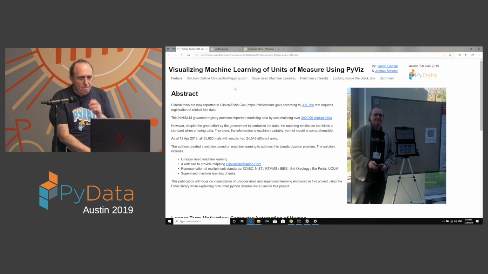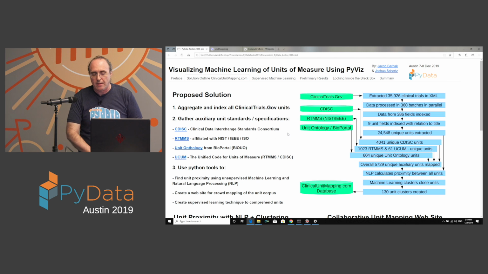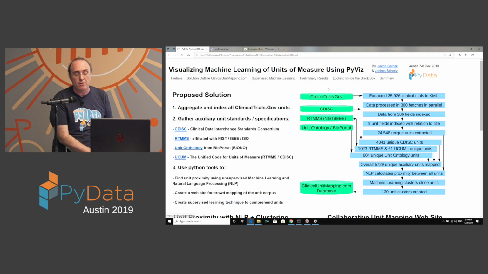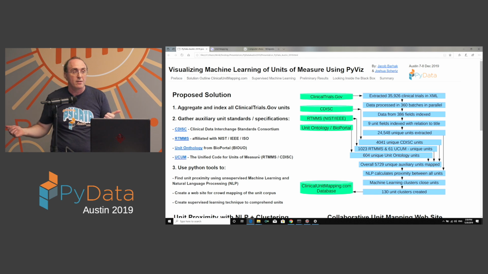And the solution that I currently have is I went to ClinicalTrials.gov, downloaded data, batched it, indexed it. I got all the unique units. Later on, I extracted unit standards from CDISC. CDISC actually is here in Austin. It's a place, their headquarters, or what was here in Austin. It's a standardization organization for healthcare, which is global. They are actually an open source standard.